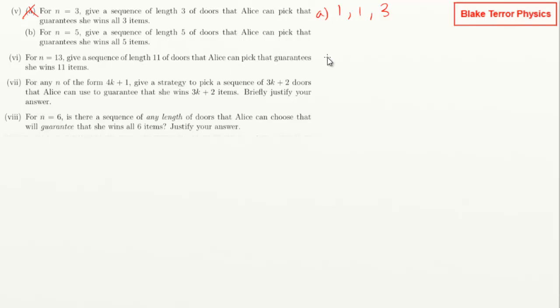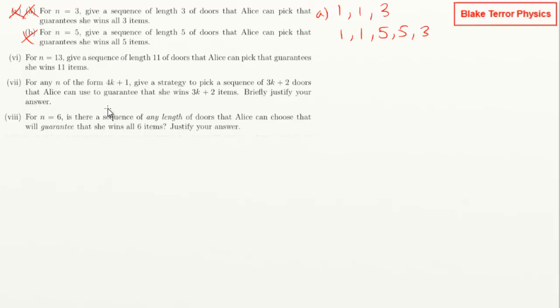And for part 5, give a sequence of length 5 of doors that guarantee she wins all items. Right, so 1, 1, 5, 5, 3. Right, that's fine, because again, we've already been talking about these things. If you do the first one and the last one, then you get the first 2 and the last 2, and then we do the one that's in the middle.